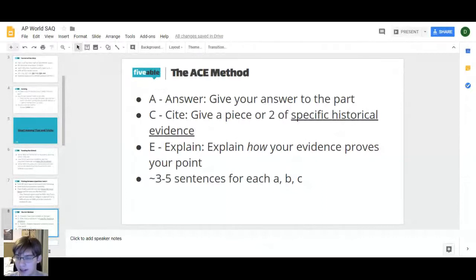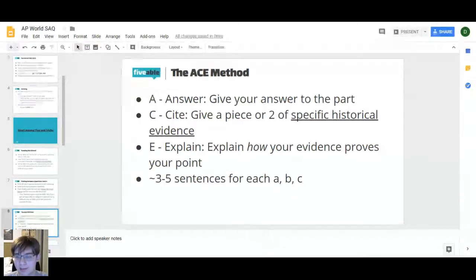And then for the C, assertion, evidence, connection, that's a similar one. But answer, cite, explain is just what I use. Cite, you're going to give a specific piece or 2 of specific historical evidence. Make sure it's as specific as you can possibly make it. Drop names, drop people, events, even, just things that could help your response.